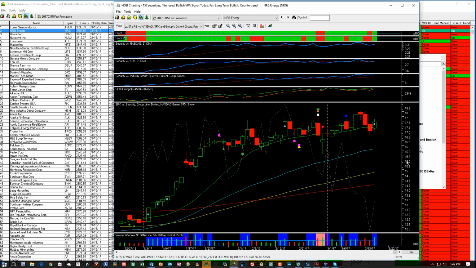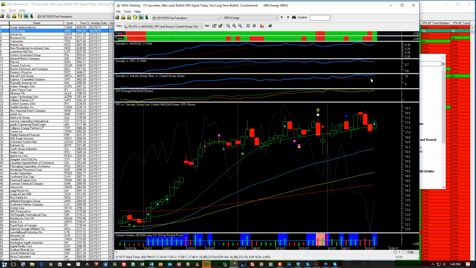NRG Energy, I mentioned this the other day in a webinar that I had. It looked like it was going to go, but it's still trapped in this area. Look at the group. The group has been weak, and it really needs a boost. But if you look up here, you can see it's turning back up on the performance. Now it is outperforming its group. It's a small group because this line has been going up.